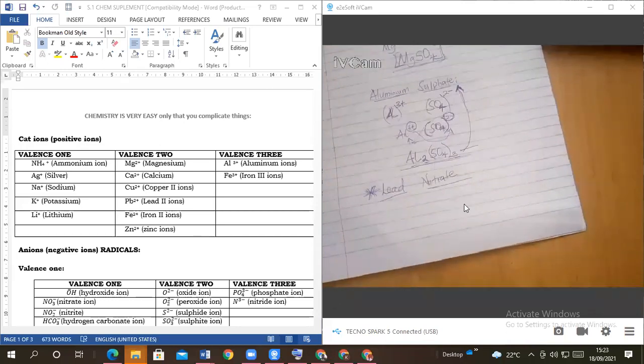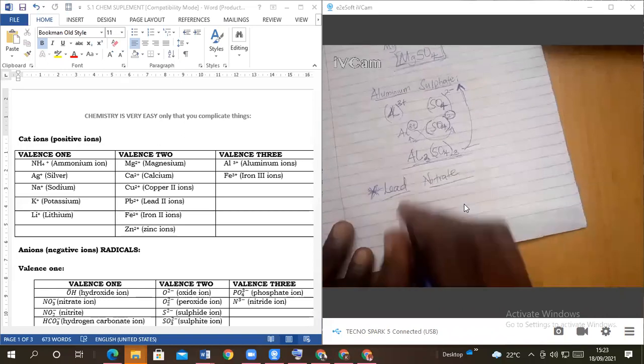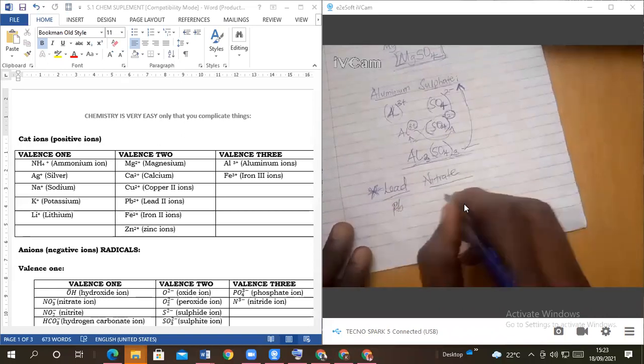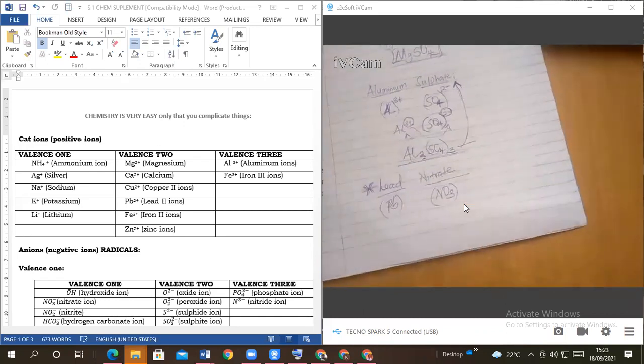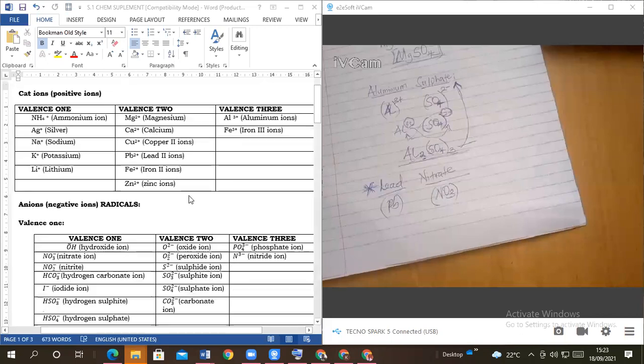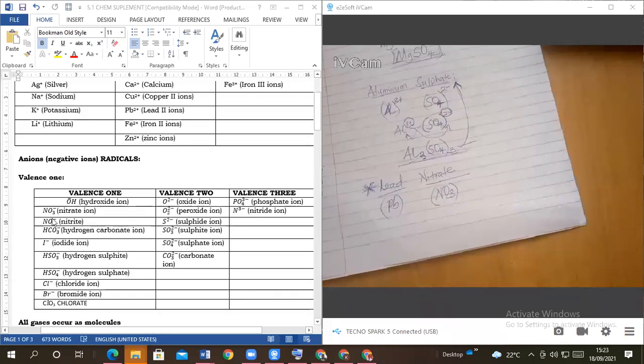Write very fast. Go to the table, find the lead. Lead is PB. Nitrate is NO3. Look for the valency and make sure they exchange very fast. This is the start, but when you get used to it, you will be writing these things in 2 seconds. Lead is there, the valence is there, the nitrate is here, NO3, the valence 1.